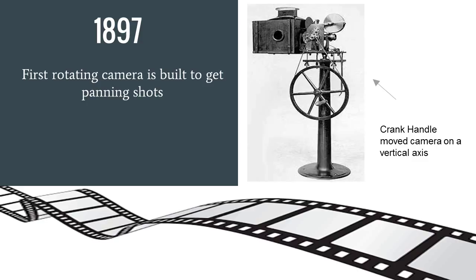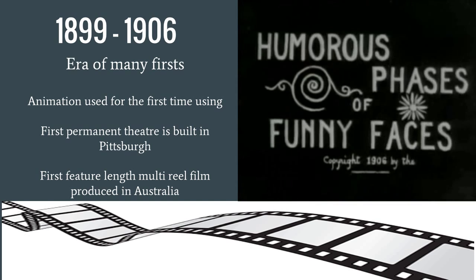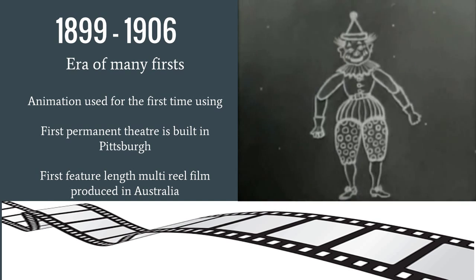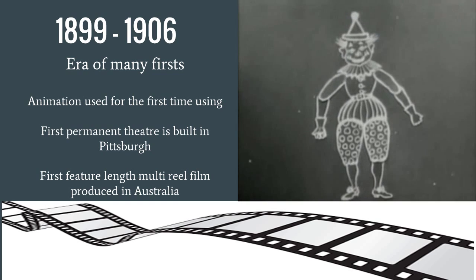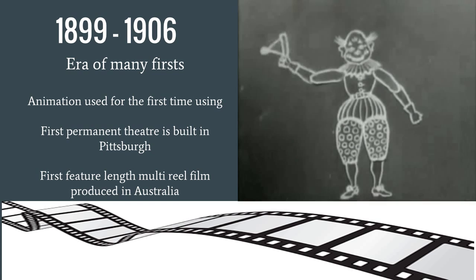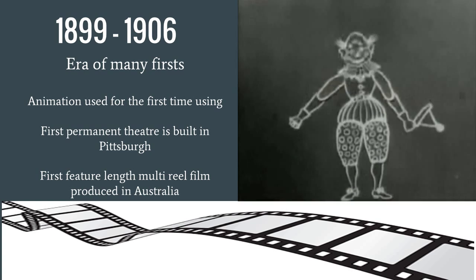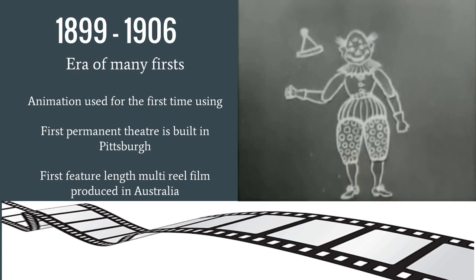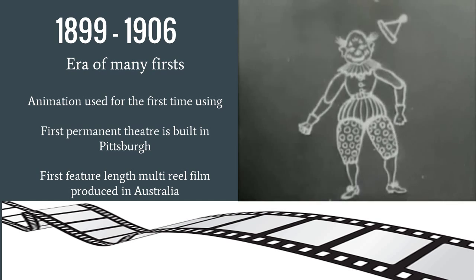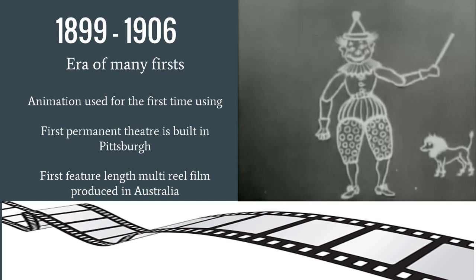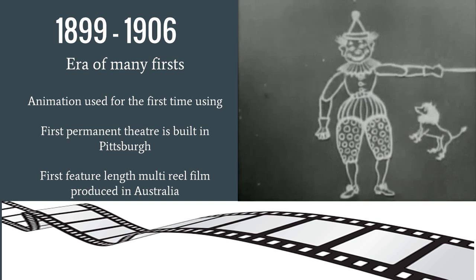In 1897, Robert W. Paul built the first rotating camera to commemorate Queen Victoria's Diamond Jubilee. A crank handle was used to move the camera that was mounted on a vertical axis. The late 1890s to early 1900s saw many firsts, which included the building of the first film studio, the first stop-motion animation film, the building of a permanent movie theater in Pittsburgh, and the first feature-length multi-reel film that came out of Australia.